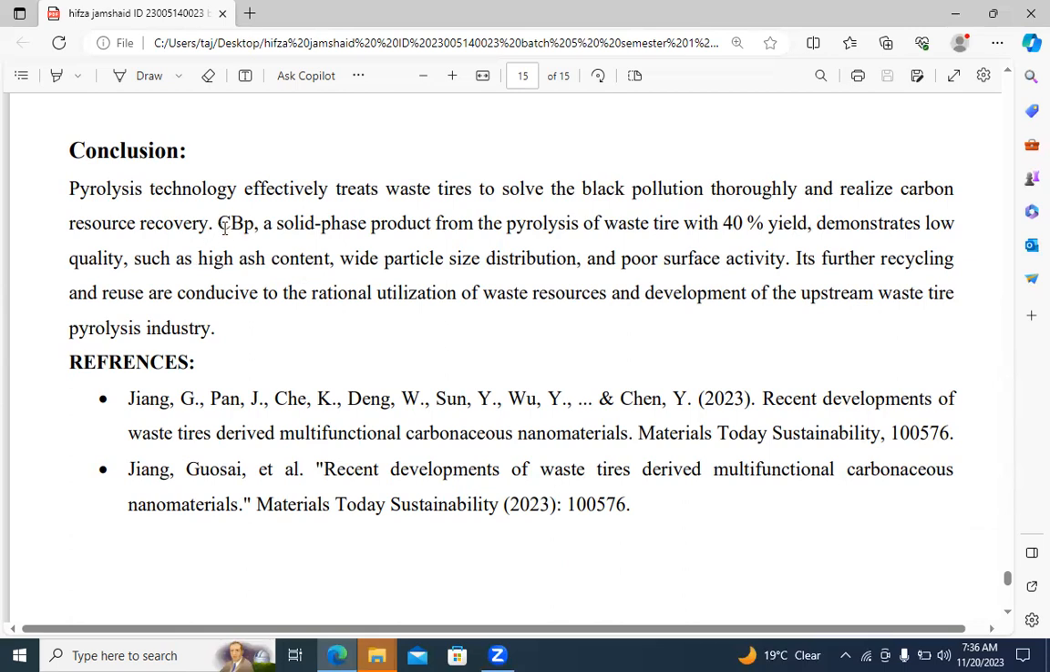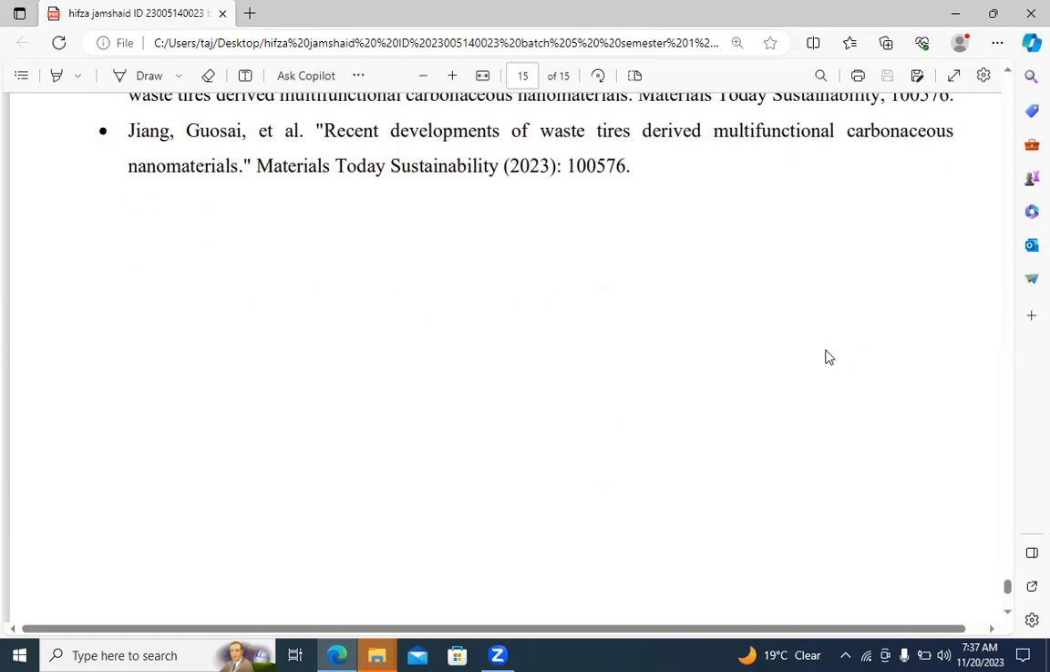If we do the experiment, carbon black from pyrolysis, that is the solid phase product from pyrolysis of waste tires, will yield 40% of the tire products and have low quality, containing high content of ash. Their particle size is also wide and surface activity poor. In this way we can recycle and reduce the waste tire products. These references are written.